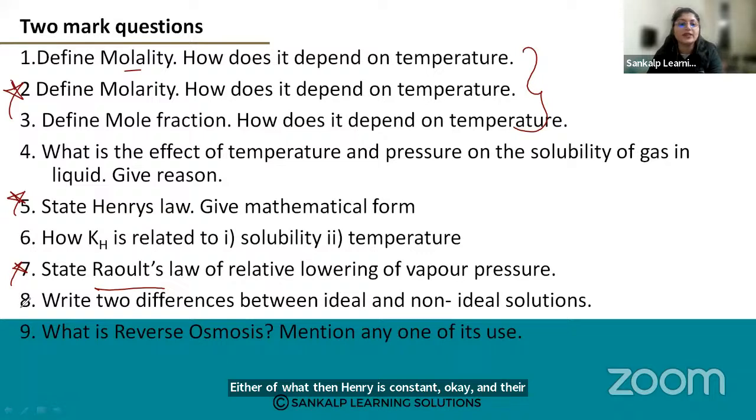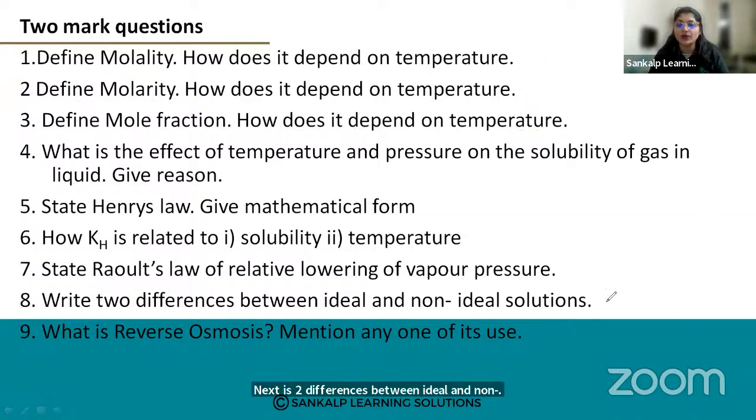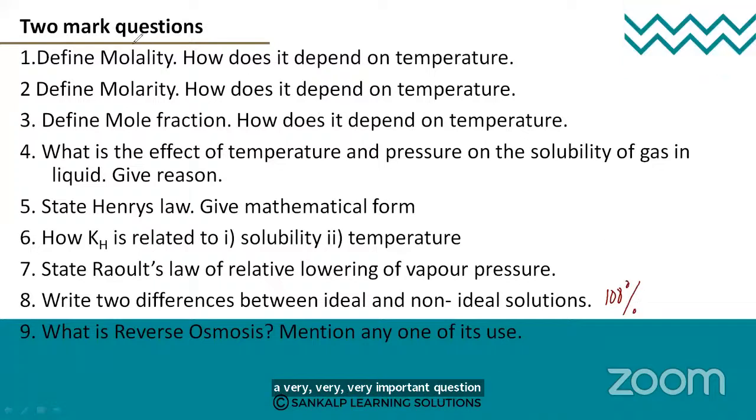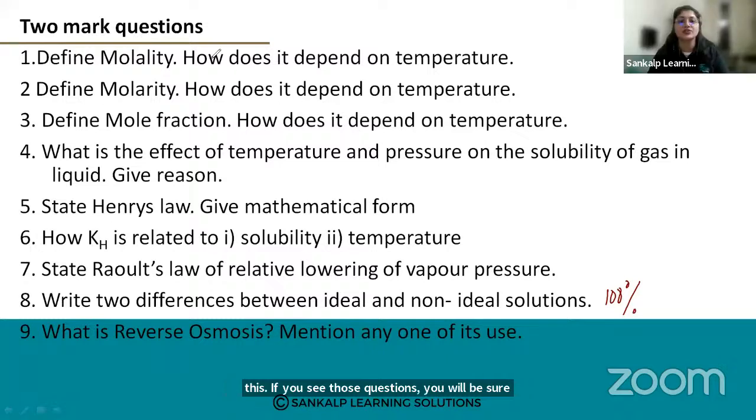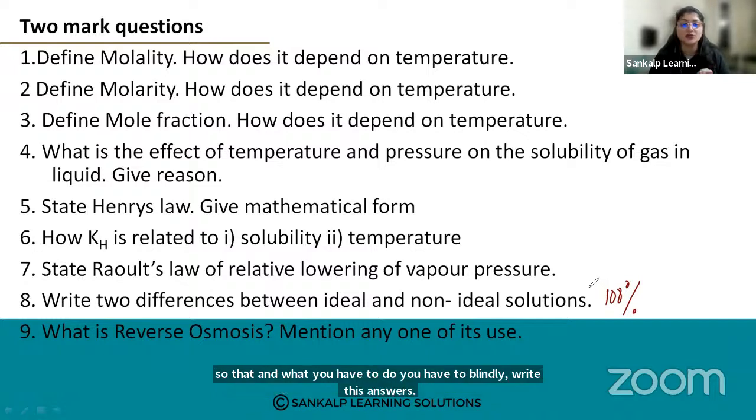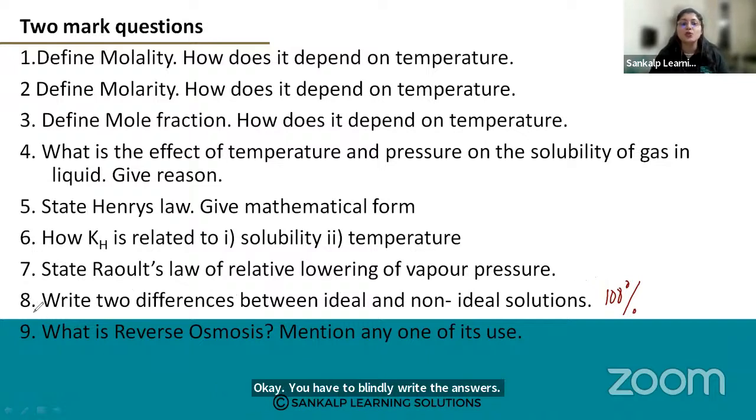Then Raoult's law. Next is differences between ideal and non-ideal solutions. This is a very, very important question, a 100% sure question. Some questions are like this. If you see those questions, you will be sure that this is an asked question. At that time you have to blindly write the answers, so there should be no mistake. These are scoring questions.